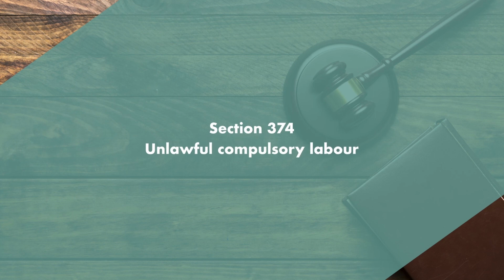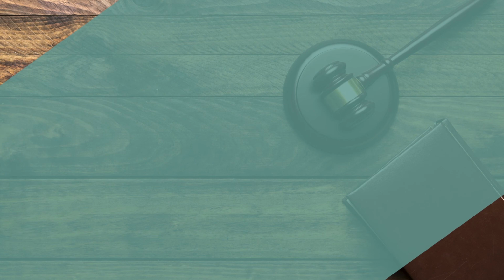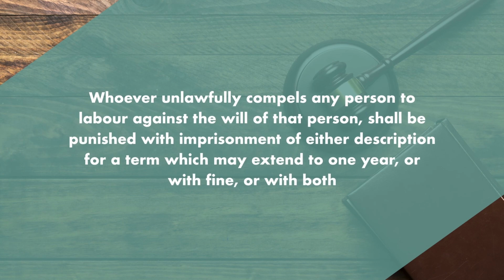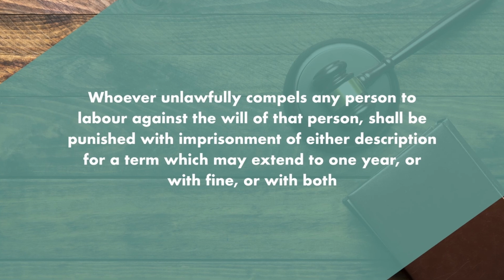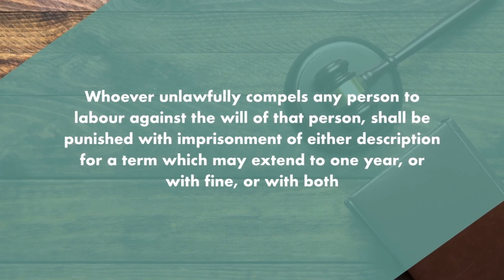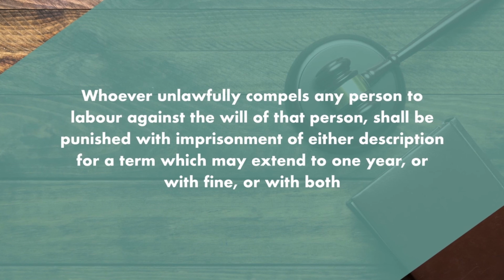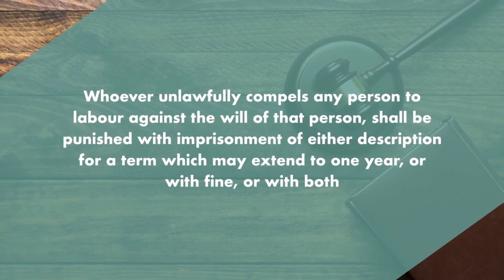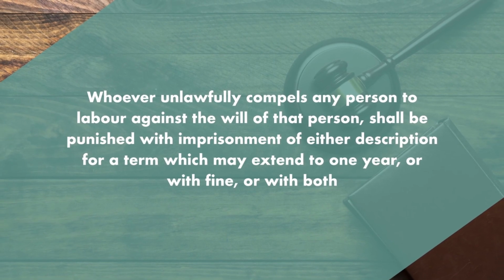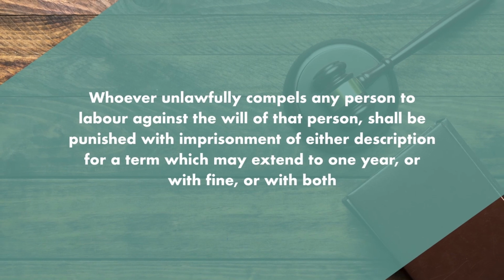Section 374 talks about unlawful compulsory labor. Whoever unlawfully compels any person to labor against the will of that person shall be punished with imprisonment of either description for a term which may extend to 1 year, or with fine, or with both. So in cases of human trafficking for labor, this section is applicable.